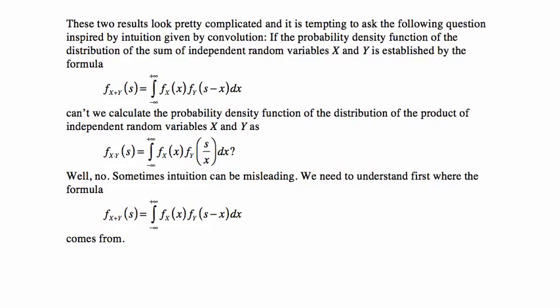So this is what we have. We found those marginal densities, not very nice looking. And it's tempting to see if we can get something nicer, a better answer, using an intuition inspired by what we've learned about convolution method. If the probability density function of the distribution of a sum of independent random variables x and y is established by the convolution formula that you see here, can't we calculate the probability density function of a distribution of the product of independent random variables x and y using the same intuition?